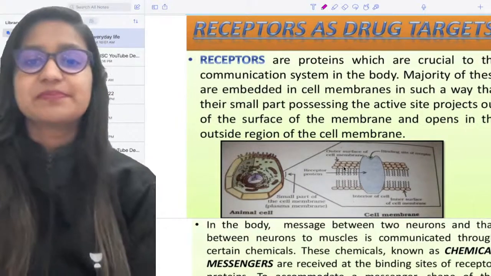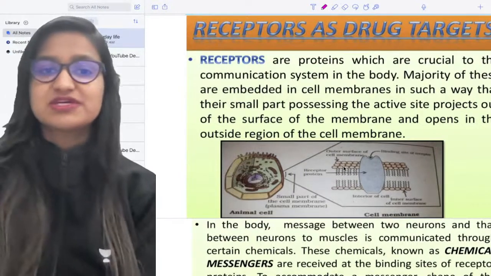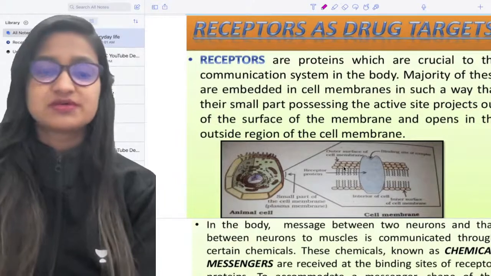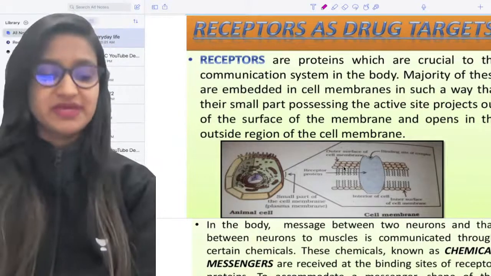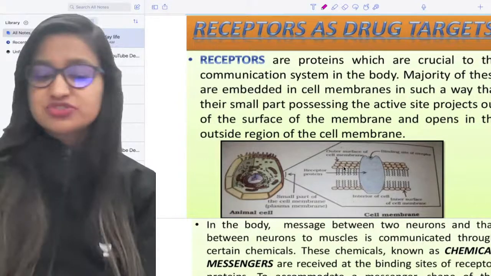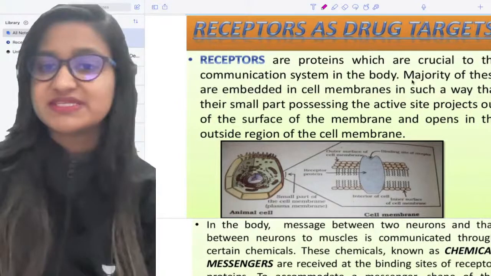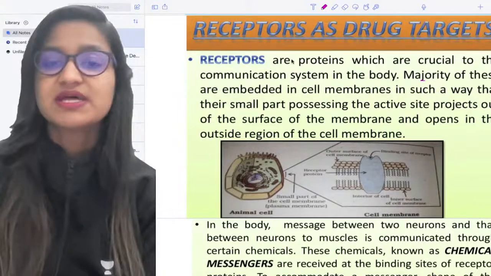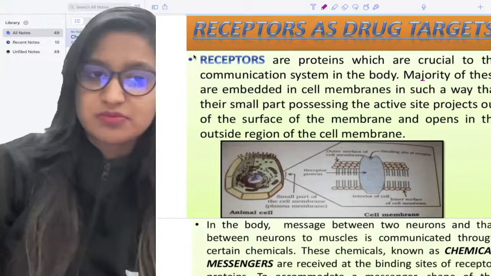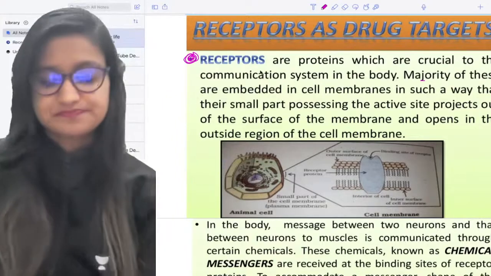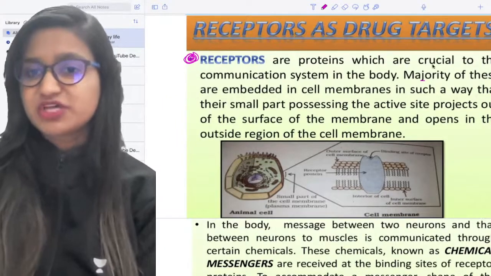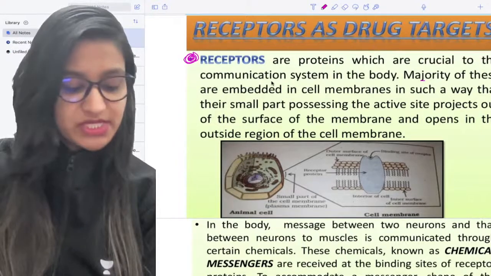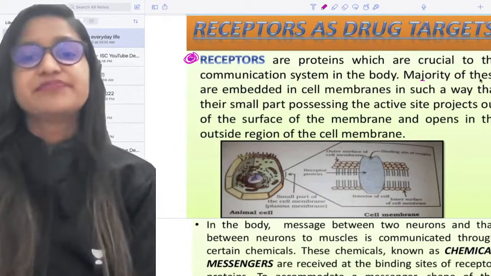These are receptors as drug targets. So as we know, receptors are proteins which are crucial to the communication system in the body. What are receptors? You can see here that receptors are proteins which are crucial to the communication system in the body.